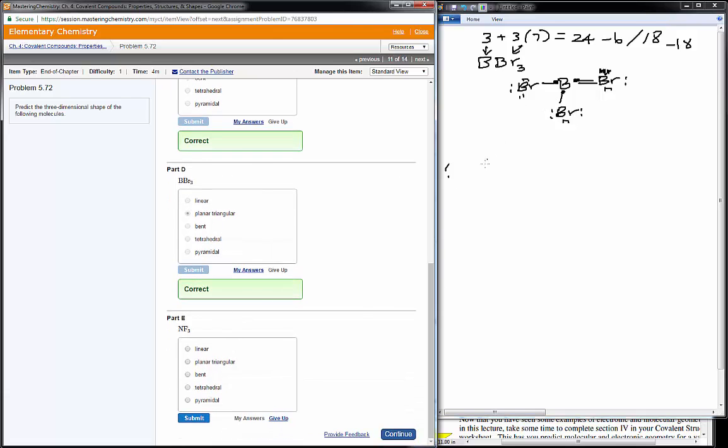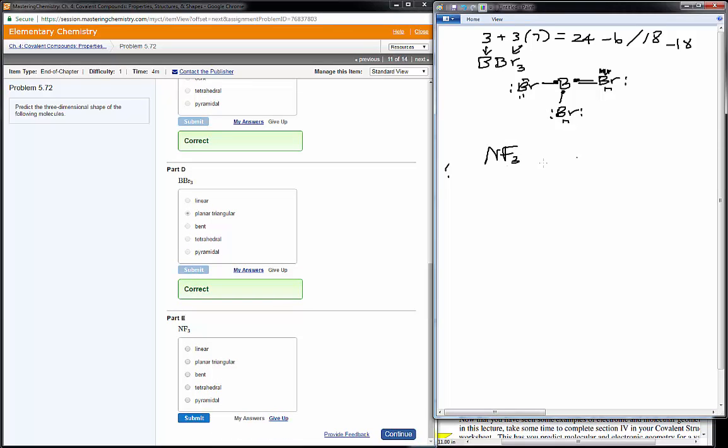Finally, we have NF3. So nitrogen is in group 5, so it's got 5, and I have 3 fluorines, and they're in group 7. So that's 21 plus 5 gives me 26 electrons. Nitrogen's in the middle. If I have 3 bonds to fluorine atoms, then I've used up 6 electrons, and I have 20 remaining. So I distribute these around the exterior atoms, and that fluorine needs 6, and this fluorine needs 6, and this fluorine needs 6.